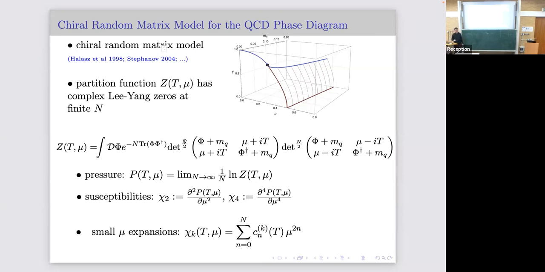Never mind. From that random matrix model, you can calculate physical quantities such as the pressure, which is related to the log of the partition function. And from that, you calculate what people would measure in experiments, which are called derivatives of this pressure with respect to chemical potential. Again, if you don't know what those words mean, never mind.